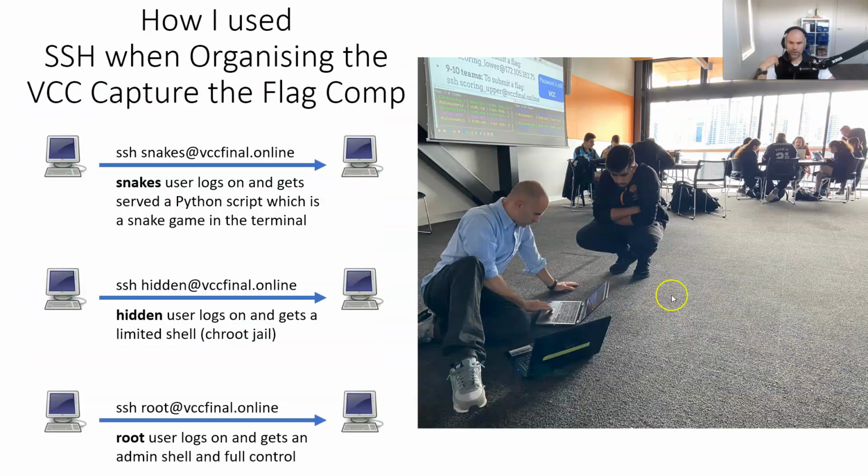So the stuff that we're going to do, I'm going to basically show you where it's from and how I used it. The examples that I showed at the start of the video are essentially three different users getting three vastly different things. Snakes get served a Python script that plays a game. Hidden gets into a chroot jail, which is like a setup directory. That's a video on its own. But this is like you get a super limited shell without access to the local file system. And the root basically gets root access.